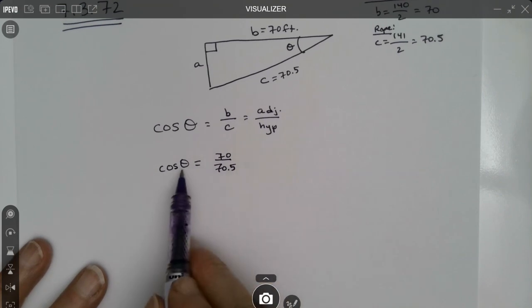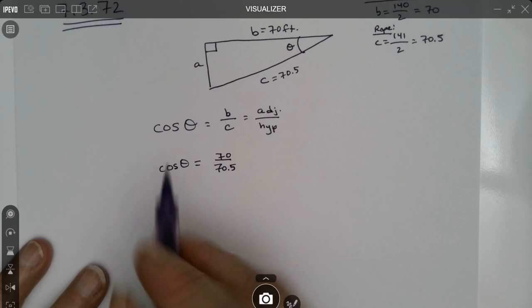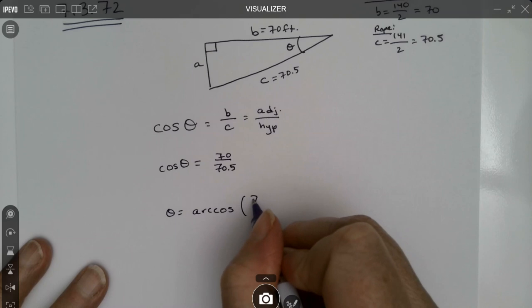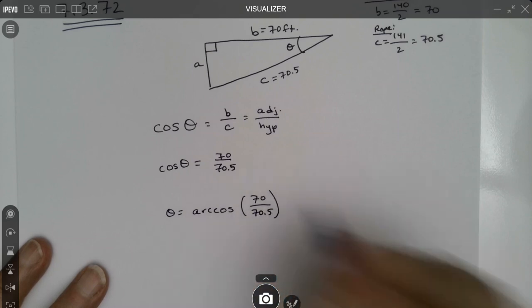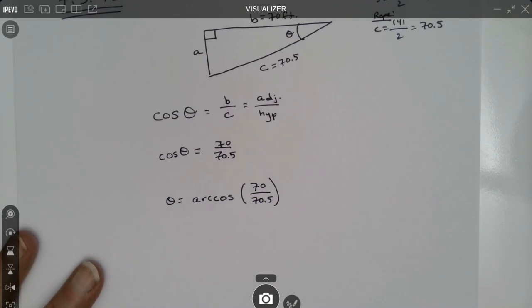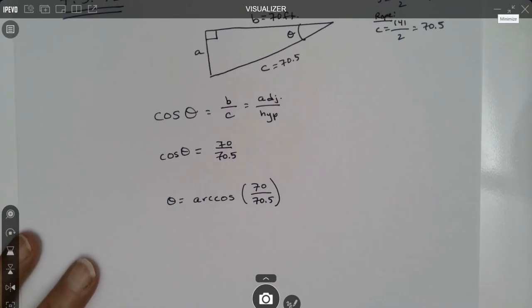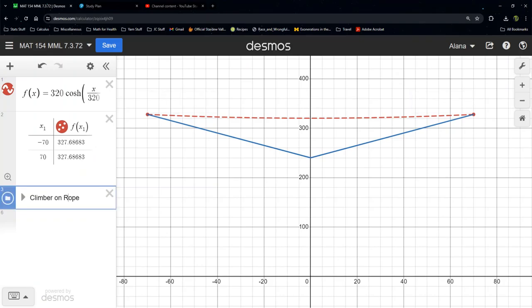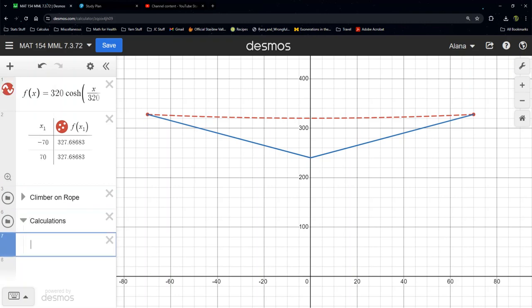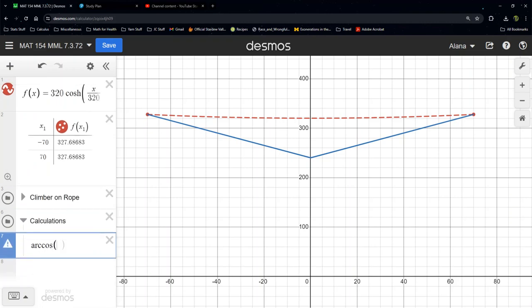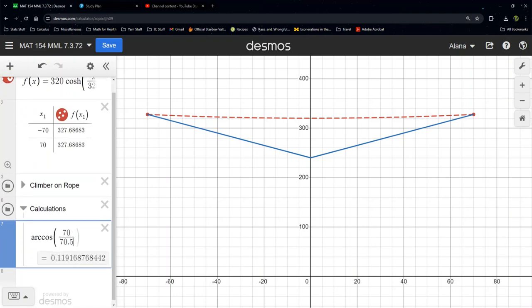Well then to find theta, we have to invert the cosine, right? So theta would be the arc cosine of 70 over 70.5. And I believe they want this in degrees. So we can do this in Desmos. The thing about Desmos is you have to be careful about what mode you are in. So let me add a folder and call this calculations. We want the arc cosine, or the inverse cosine, it's the same thing, of 70 divided by 70.5.